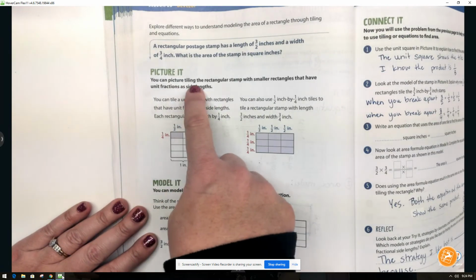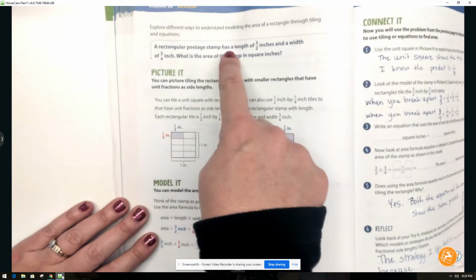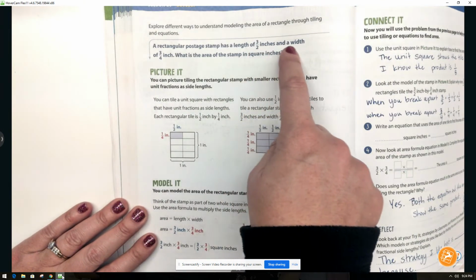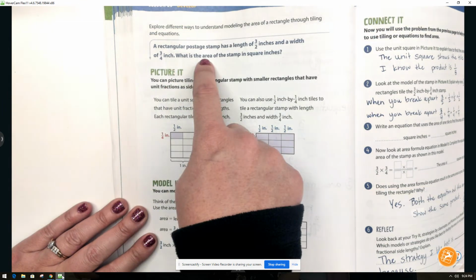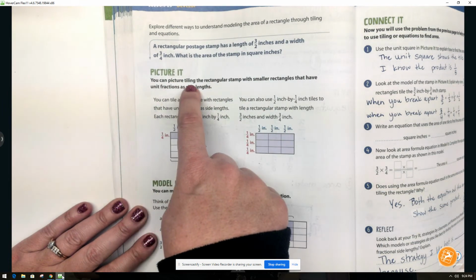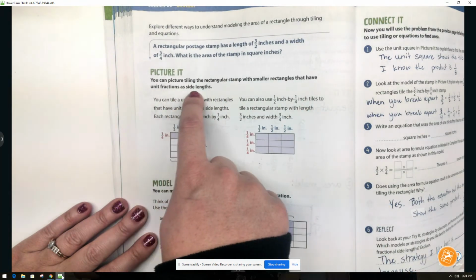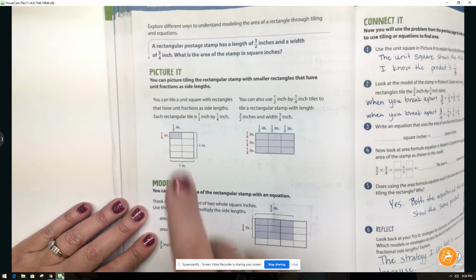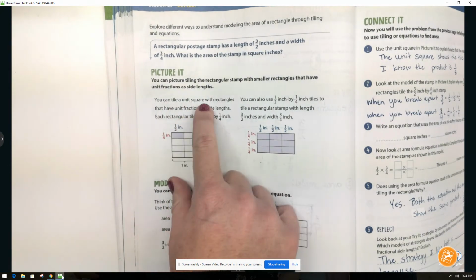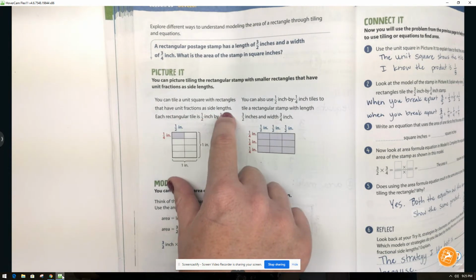You can picture tiling the rectangles. So this is the same problem as before. A rectangular postage stamp has a length of 3/2 of an inch and a width of 3/4 of an inch. What is the area of the stamp in square inches? You can picture tiling the rectangular stamp with smaller rectangles that have unit fractions as side lengths. So you can tile a unit square with rectangles that have unit fractions as side lengths.